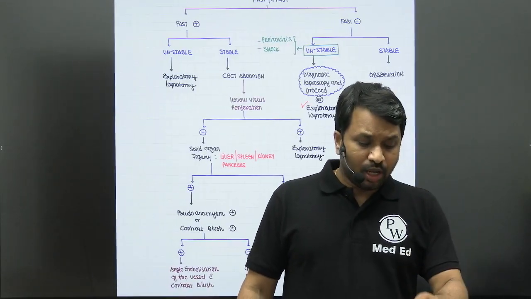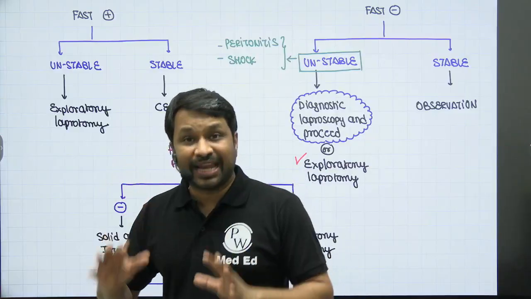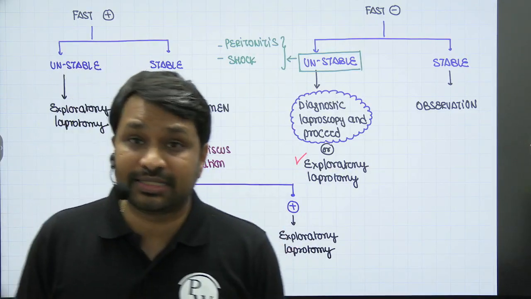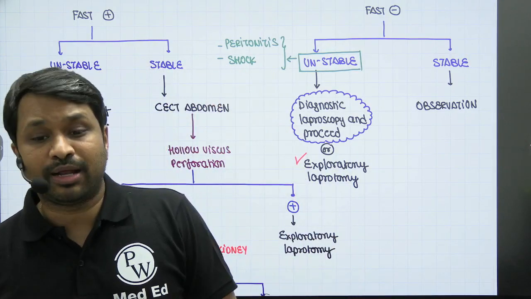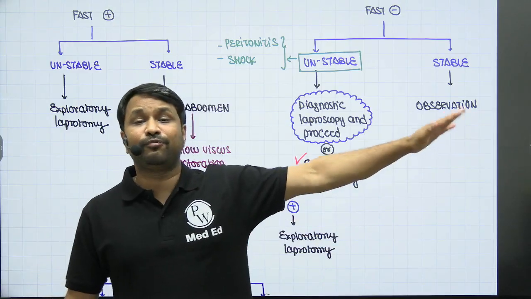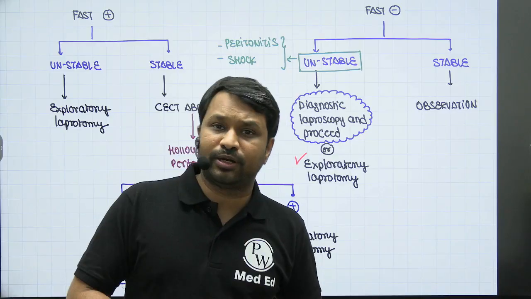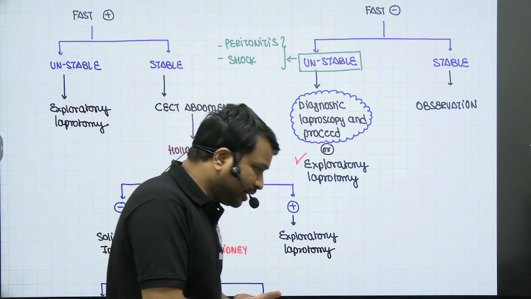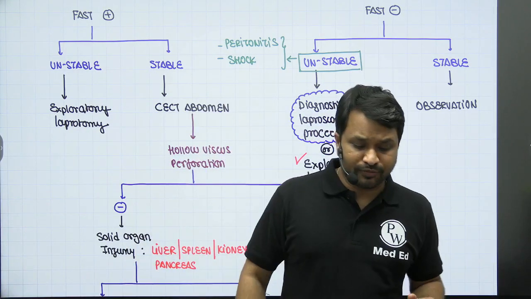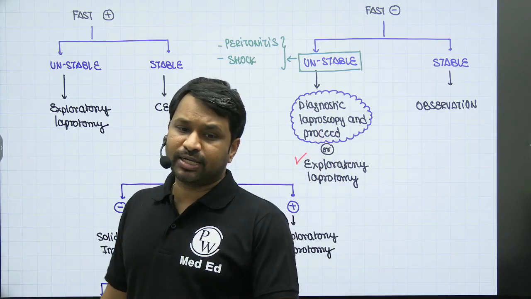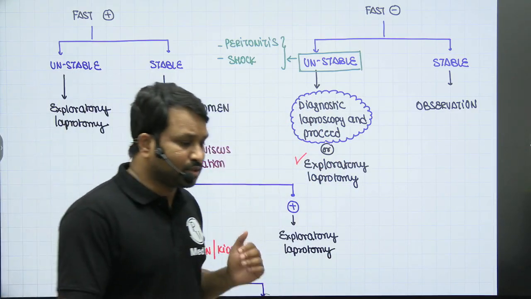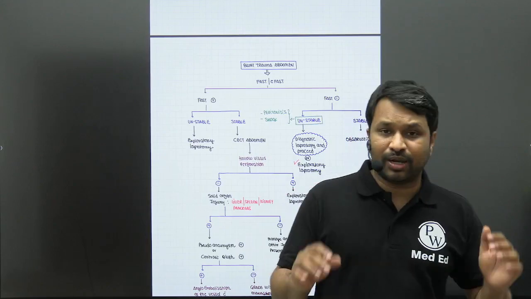On the other hand, you have FAST negative, hemodynamically unstable patient. Now, when we say hemodynamically unstable, there are features which are suggestive of peritonitis or status of shock. In those patients, you will take the patient for exploratory laparotomy. FAST negative, hemodynamically stable, do nothing, keep the patient for observation and then discharge after 24 hours. And this is what we do as a protocol of blunt trauma abdomen.